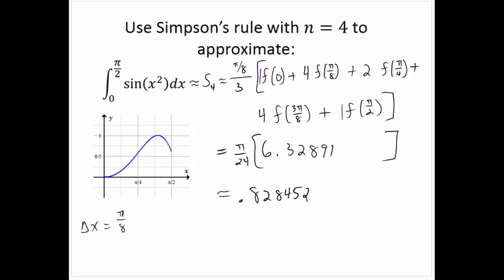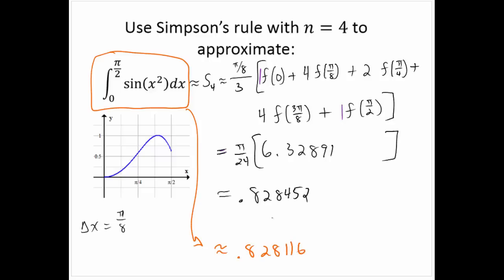If you remember back from what we showed with the midpoint rule, using just the calculator, we found that a better approximation of this integral was 0.828116. And so you can see that Simpson's rule gives a pretty good approximation. If we were to let n become greater, n equals 6, n equals 8, n equals 10, n equals 12, we would get closer and closer and closer to the exact value of the integral. All right, that concludes this presentation.